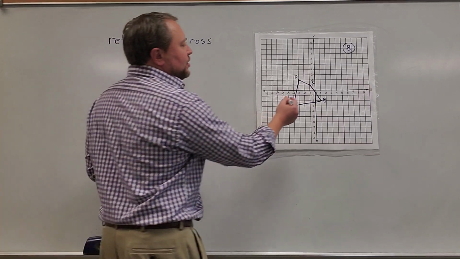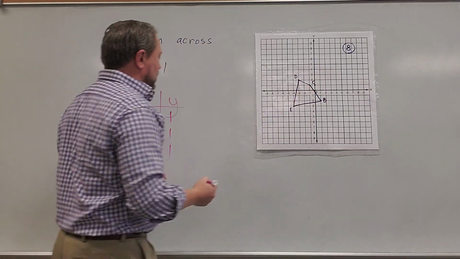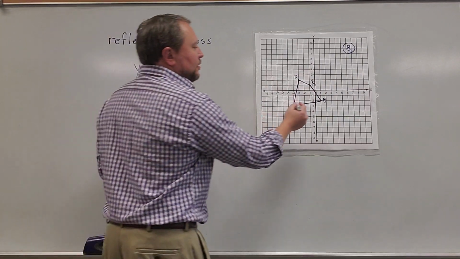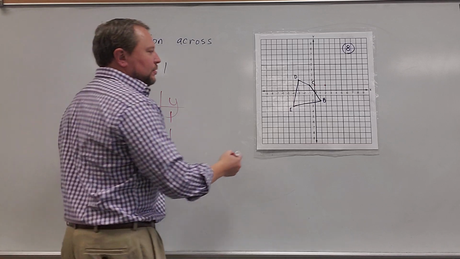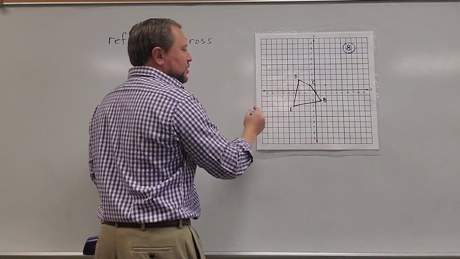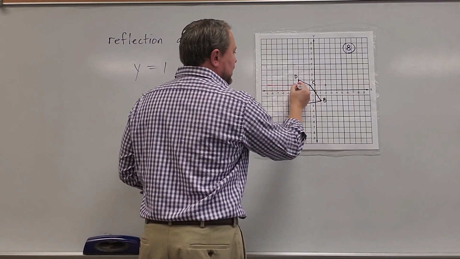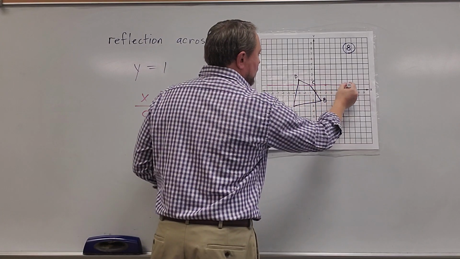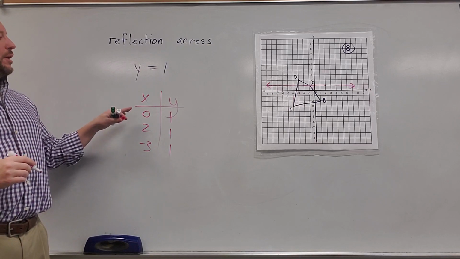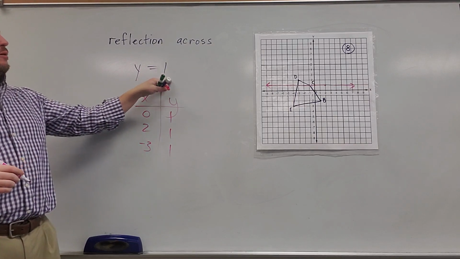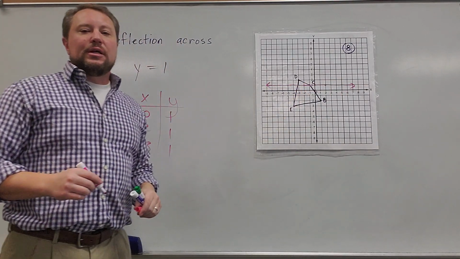0, 1, as you can see, would be located there. 2, 1 is there. -3, 1 is right here. So you see it's starting to come together. It's a horizontal line running right through the y-axis at 1. You can see it there in pink.